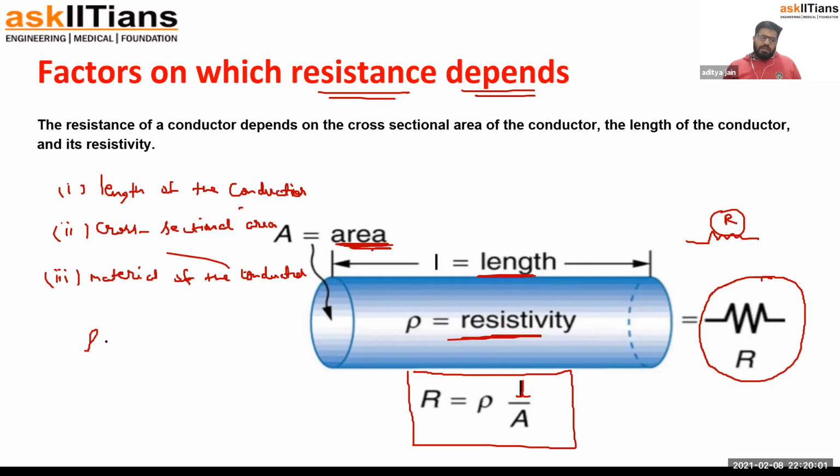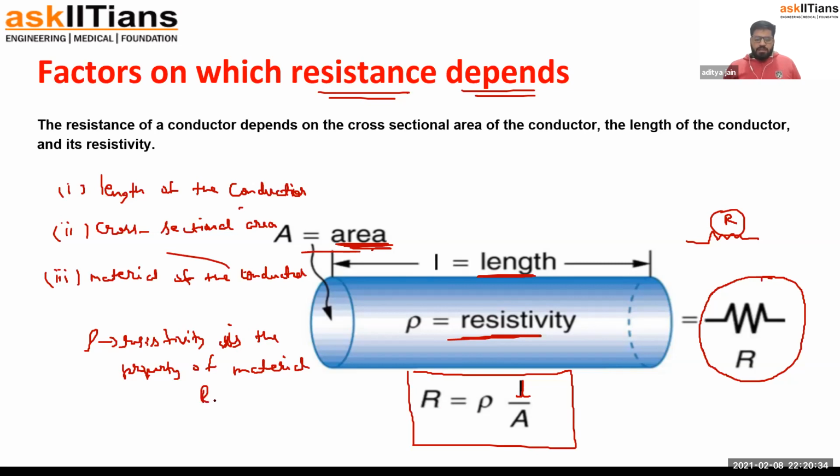So basically resistivity is the property of the material. Okay, so if any conductor is made of a particular type of material, then its resistivity is fixed. Yes or no? Because it is the property of the material. Then second is the length of the conductor, which is L, and A is the cross-sectional area.